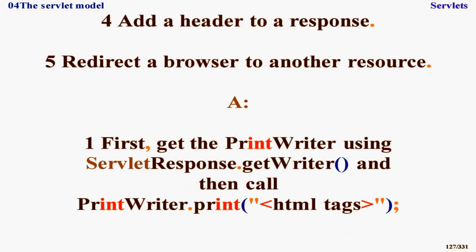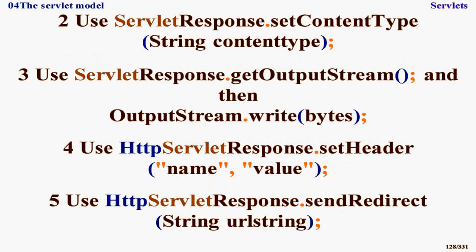A. 1. First, get the PrintWriter using ServletResponse.getWriter, and then call PrintWriter.print with the HTML tags. 2. Use ServletResponse.setContentType(String contentType). 3. Use ServletResponse.getOutputStream, and then OutputStream.write bytes. 4. Use HttpServletResponse.setHeader(name, value). 5. Use HttpServletResponse.sendRedirect(String url).